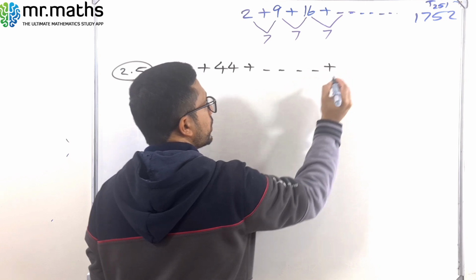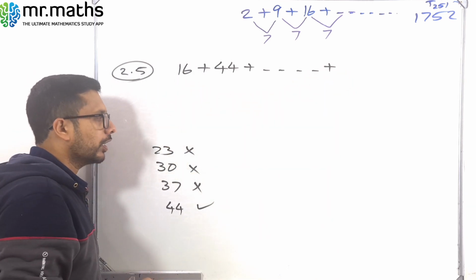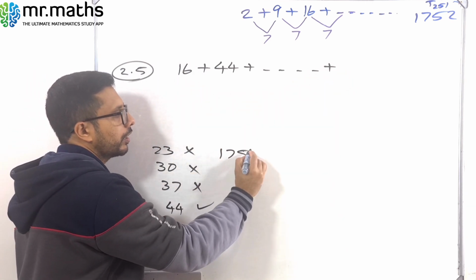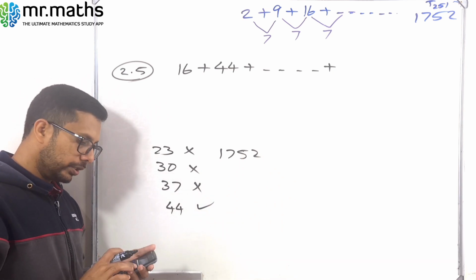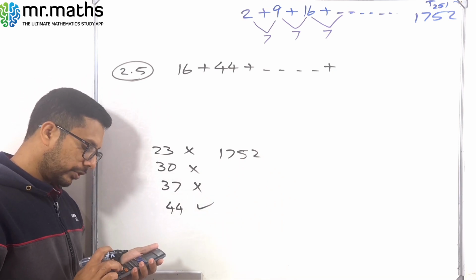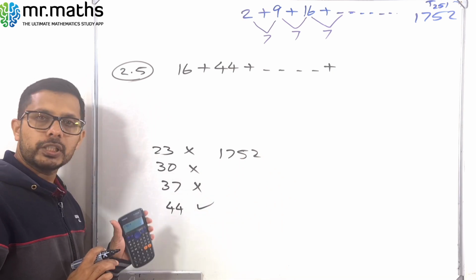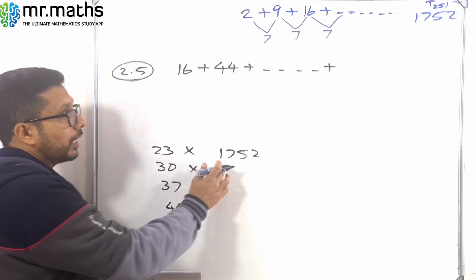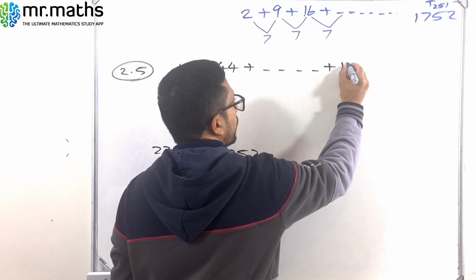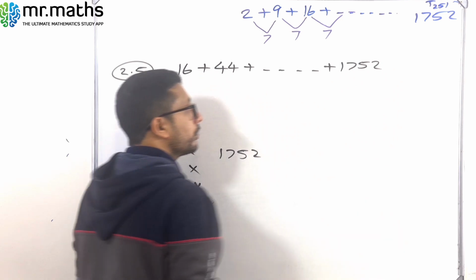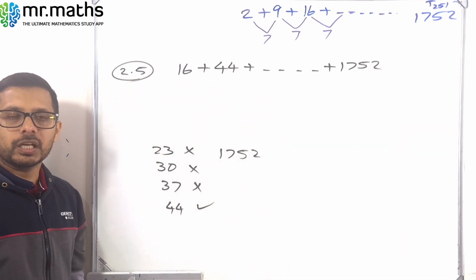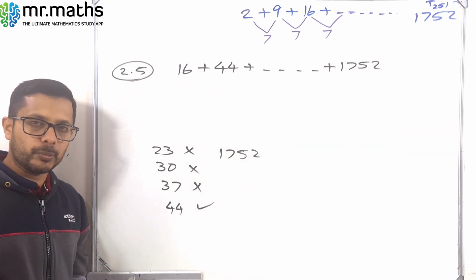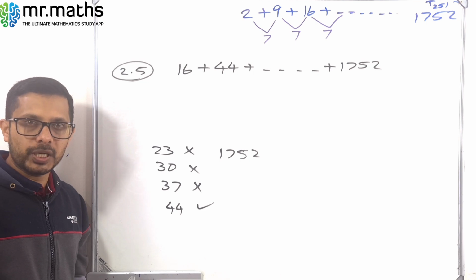What about the last term? That also you have to check. What about 1752, divisible by 4? Check in your calculator. 1752 divided by 4. You are getting a proper number. That means for the last number there is no problem. 1752 itself is divisible by 4. Otherwise you have to check what is the previous number that is divisible by 4.